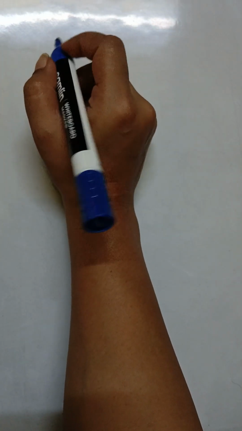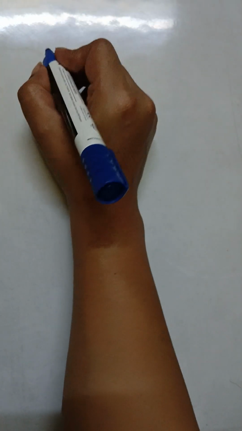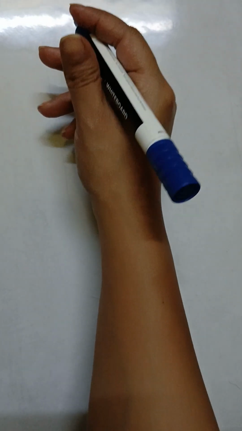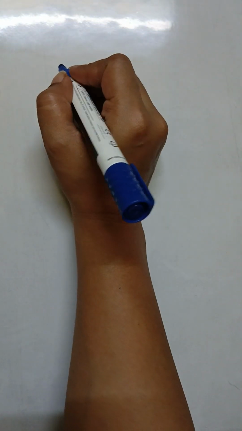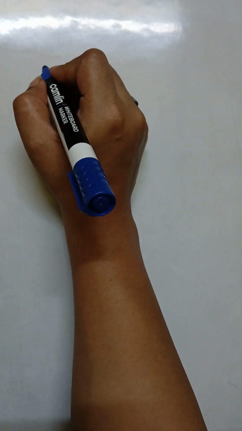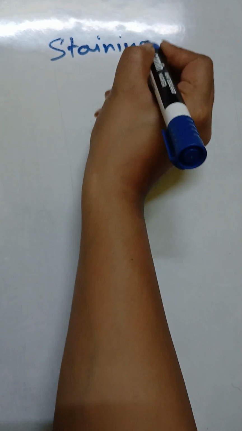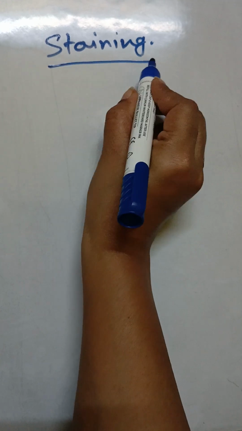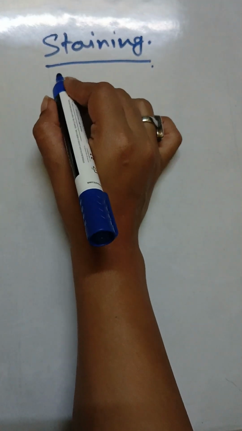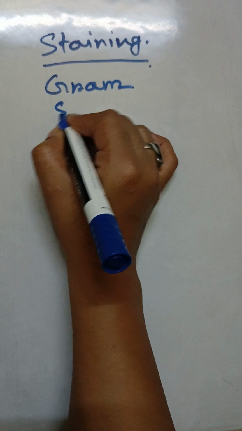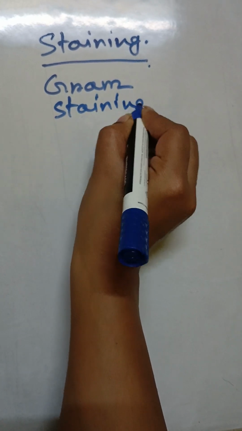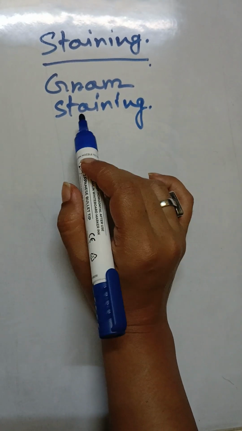In today's video, I'll be talking about how we can visualize a bacteria with the help of a microscope. So the first one, which is very much important, is staining. And the most important staining is gram staining of bacteria. Now, in case of gram staining, there are a few steps which we have to follow.